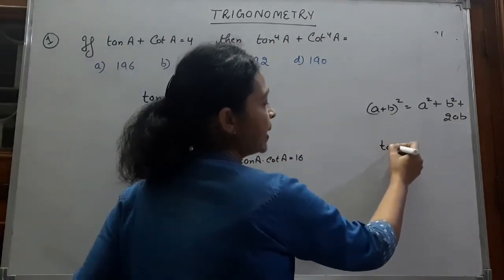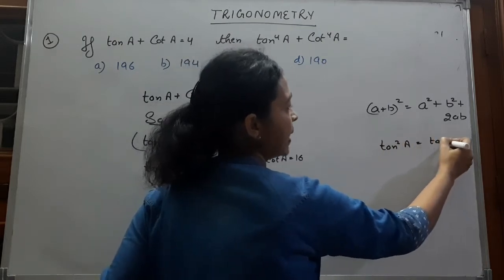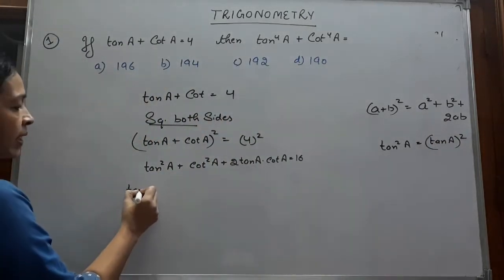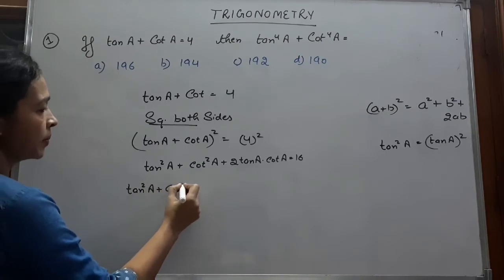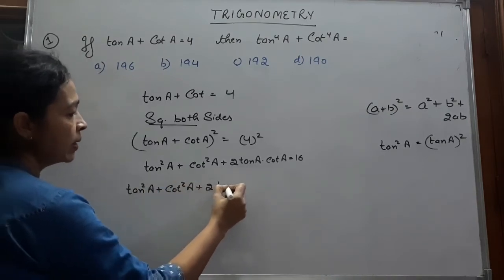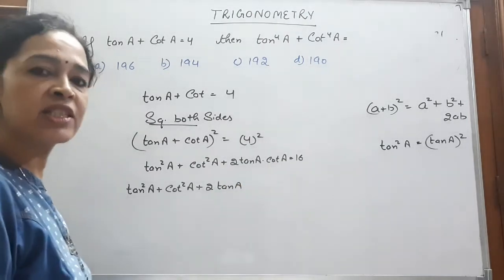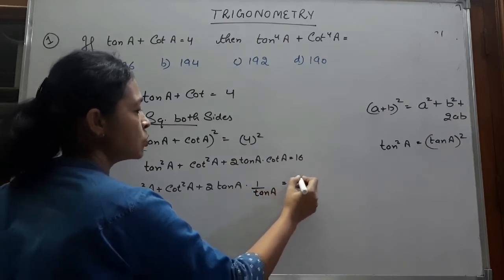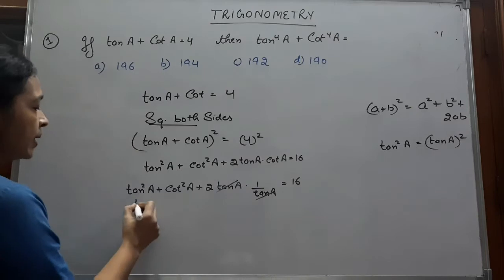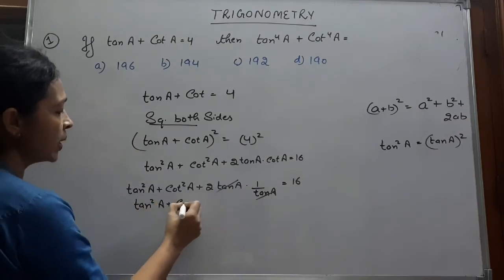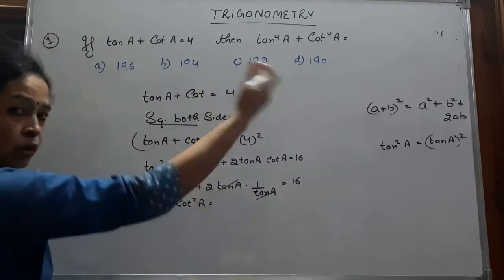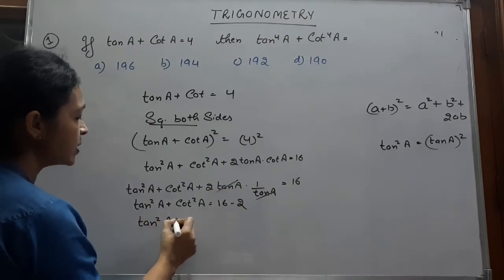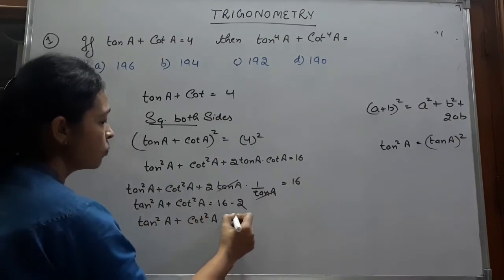Children, if we write tan square A or we write tan A whole square, both are the same thing. Now tan square A plus cot square A plus 2 into tan A into cot A. Cot A is the reciprocal of tan A, so cot A can be written as 1 by tan A, and this is equal to 16. Tan square A plus cot square A equals, take 2 to the right hand side, 16 minus 2. So tan square A plus cot square A is 14.